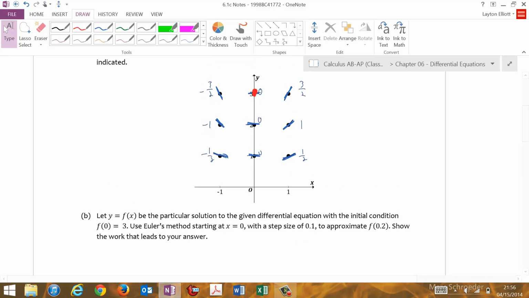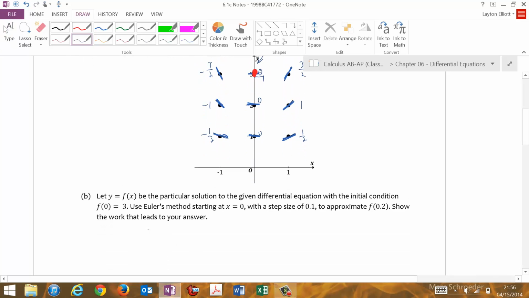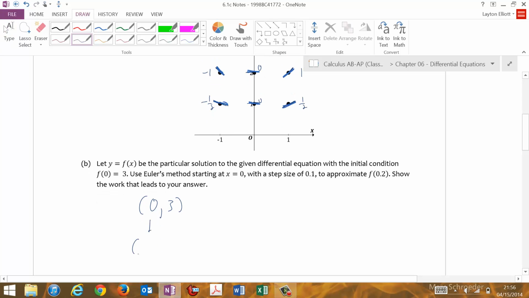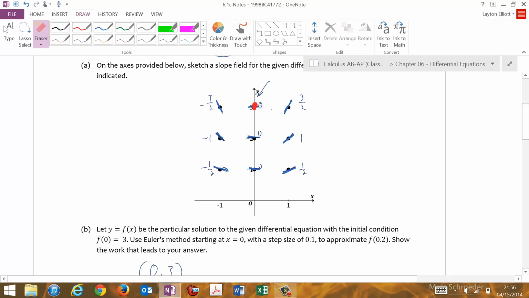So what I thought is, we're starting here, and if I were to go over 0.1, which means that now instead of an x of 0, I have an x of 0.1. So I've got this point (0, 3). And if I move 0.1 to the right, about what would that be in terms of a new ordered pair? Well, since the slope here is 0, really my y should stay the same.